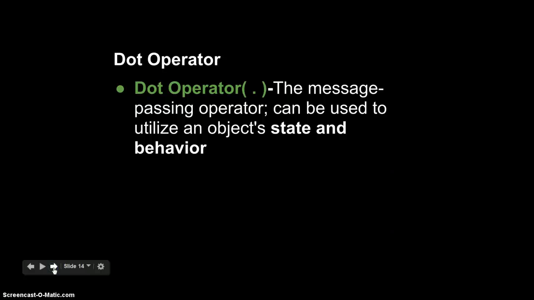Now something super important and kind of as we're bringing down today, towards the end, one last thing to introduce is the dot operator, okay? And that is essentially the message passing operator. It can be used to utilize an object's state and behavior. Because it's cool and all that we have this nice object, but it would be nice if we could actually do things with its state and behavior. So here's how it works.